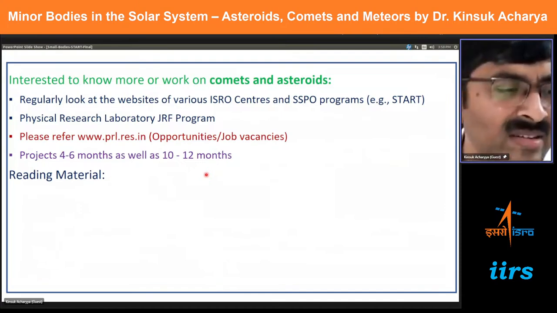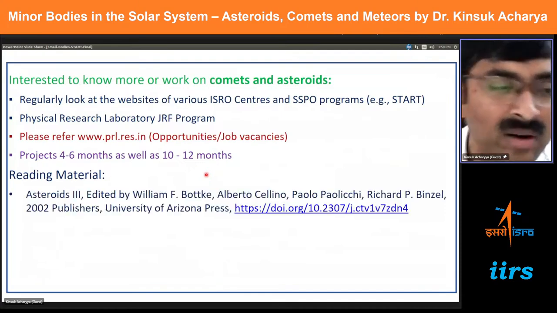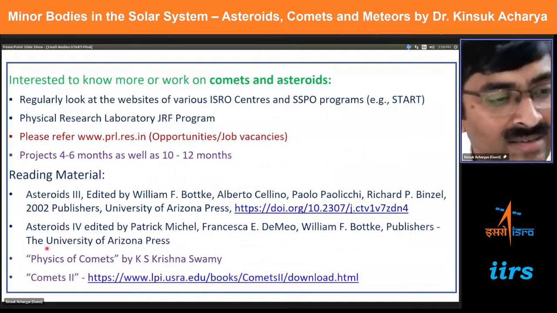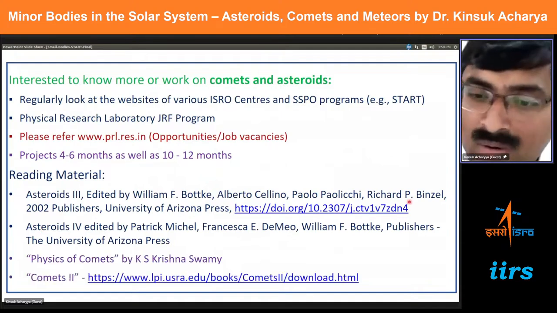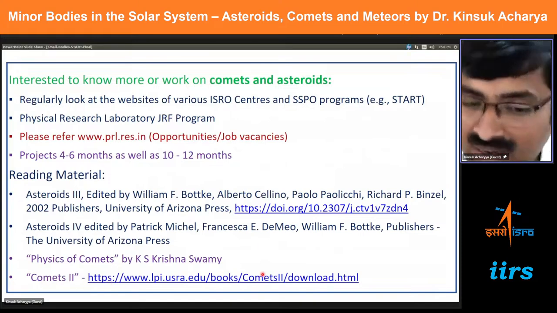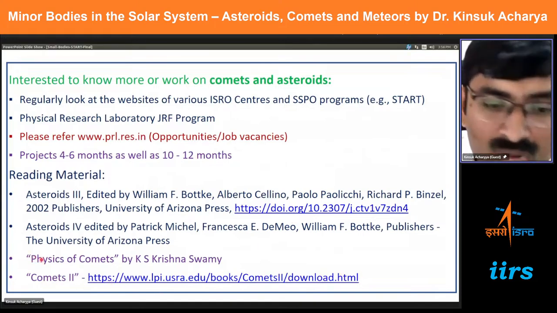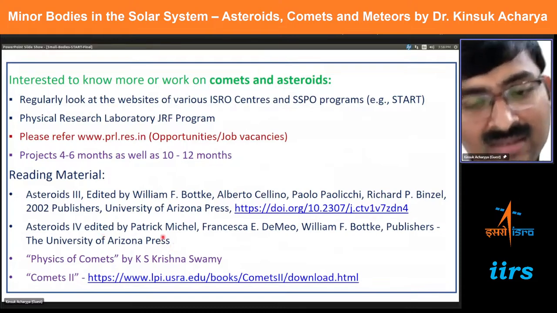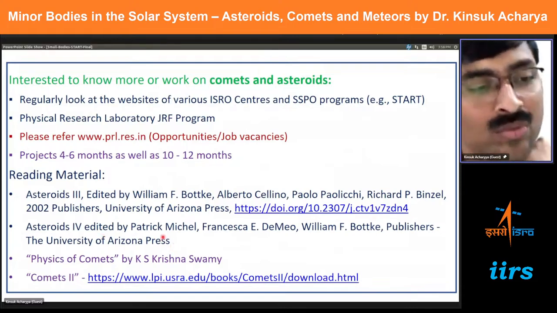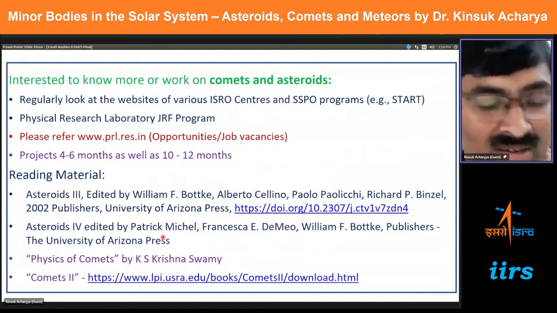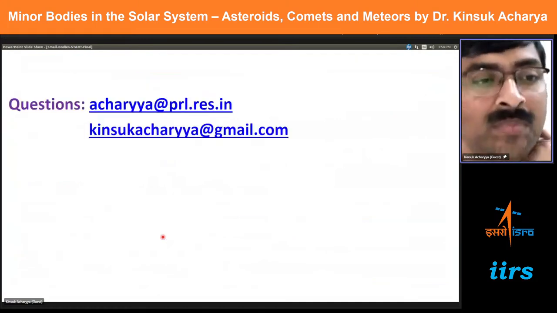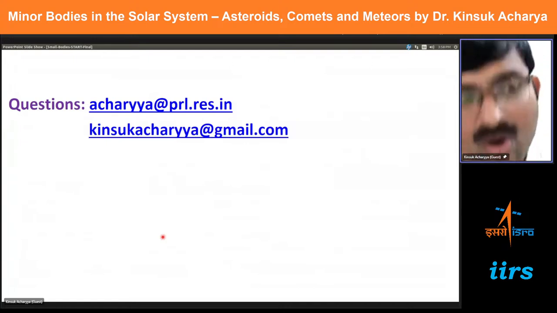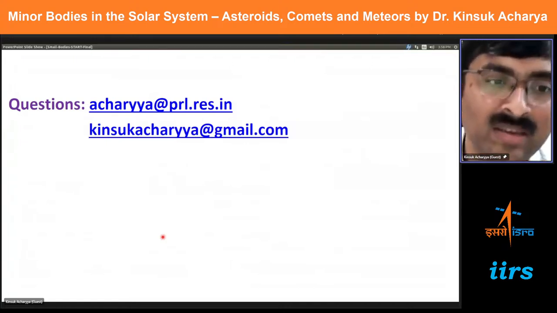In the material, I have given an extensive reading list, but some of the very important ones I have mentioned here, like Asteroids 3, which you can get fully online. Comets 2, you can also get fully online. Even this book you can search online and get. These materials are very good to study comets and asteroids in much more detail. For any questions, you can ask now, or you can send them to my email.